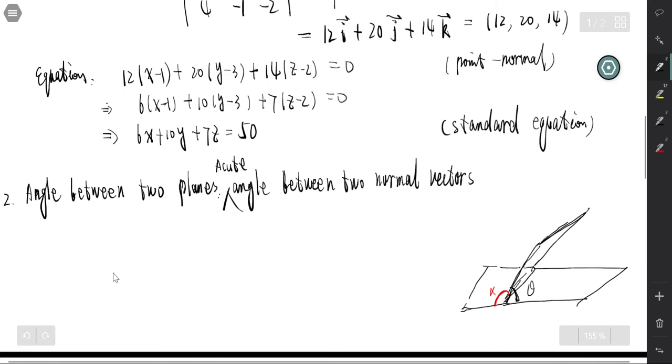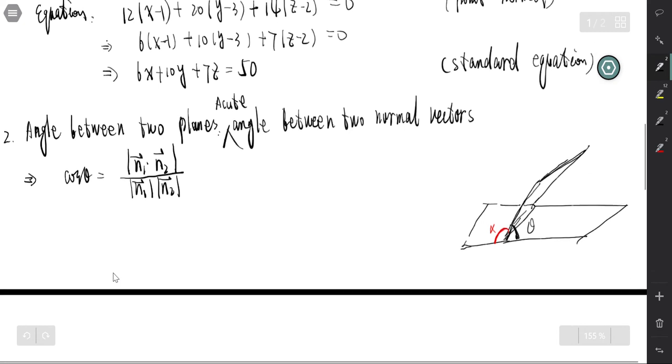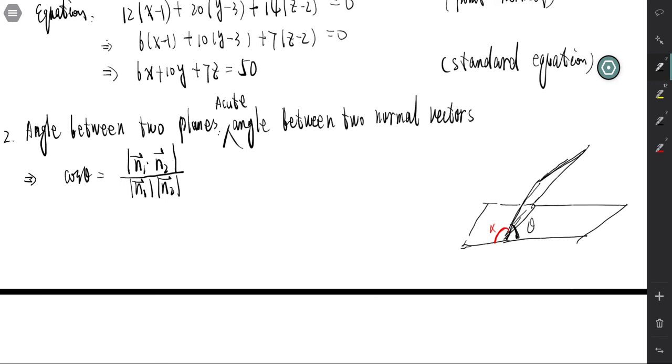Of the two normal vectors. So by the definition of the inner product or dot product, we have cosine theta as the absolute value of n1 dot n2 over the length of n1 times the length of n2. Here we use the absolute value because it's an acute angle. Then if we take the absolute value of the dot product, cosine theta is always positive, so theta is an acute angle.